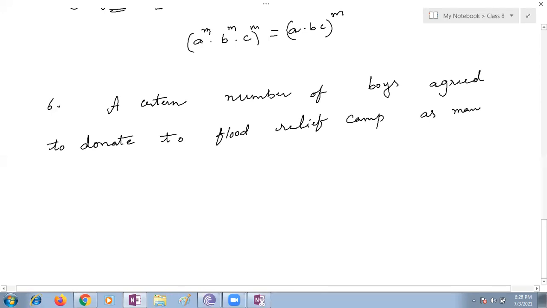Children, even I didn't check this question. Please try. This is a very important question given in one of the competitive exams, an updated question. A certain number of boys agreed to donate to a flood relief camp, as many paise, each has.